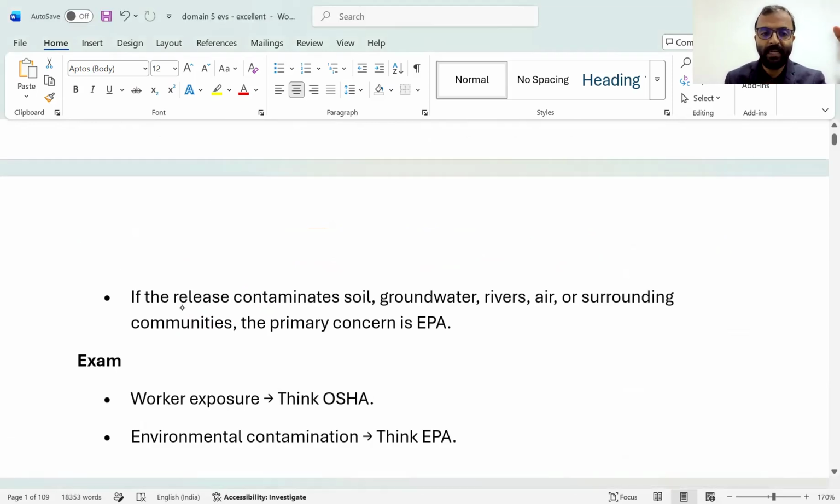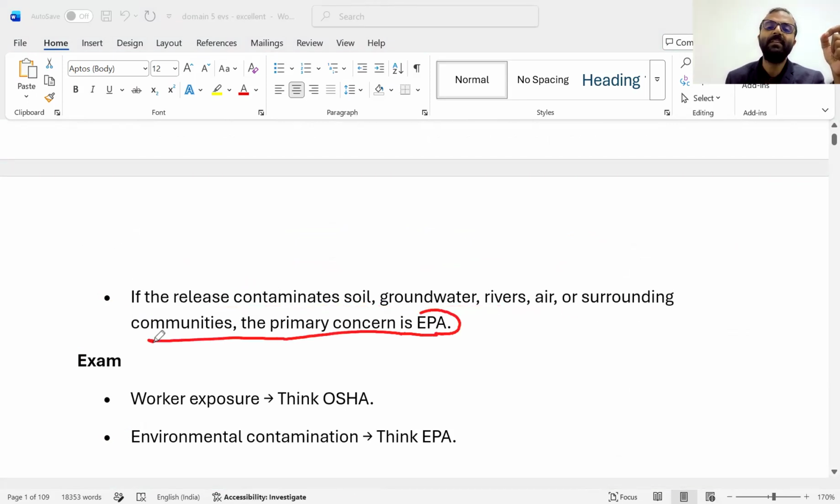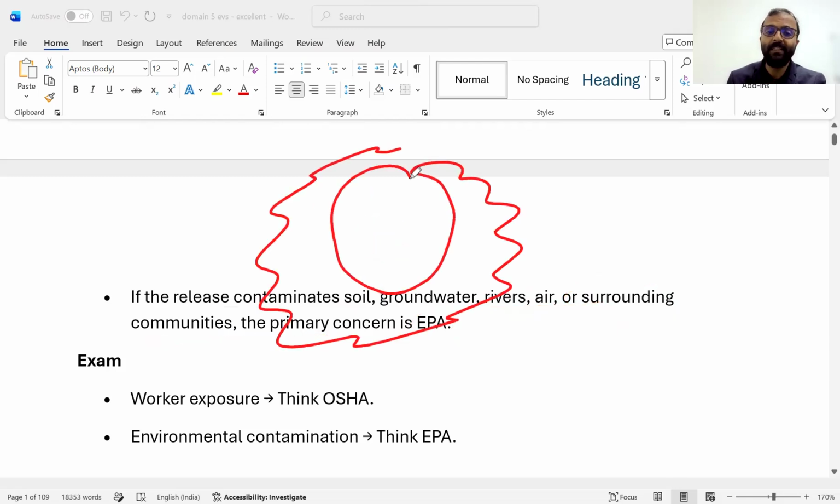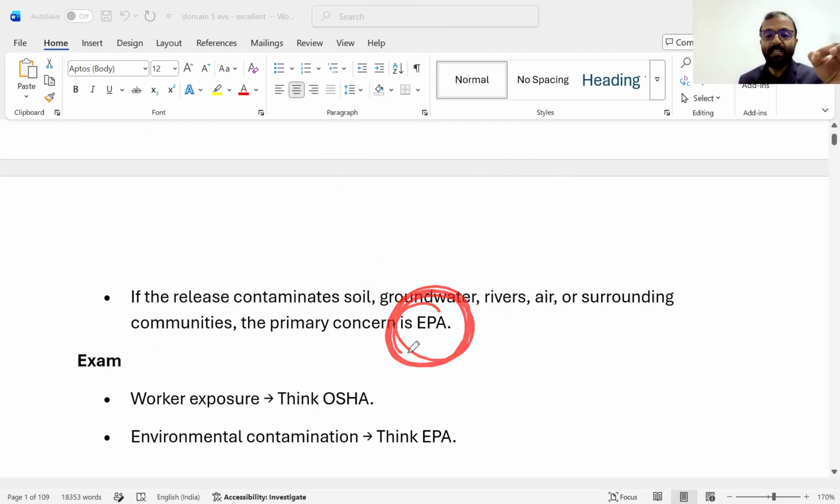If the release contaminates soil, groundwater, river, air, and surrounding communities, the primary concern is EPA. If this same toxic chemical is releasing into the atmosphere and the affected party is workers, then OSHA will come into play. But if the affected party is the surrounding communities, the people living outside the factory, in their houses and society, if there is a leak there, then the primary concern is EPA. Inside the factory, the primary concern is OSHA. Outside the factory, it is the Environmental Protection Agency.